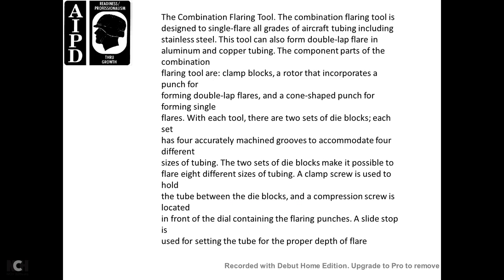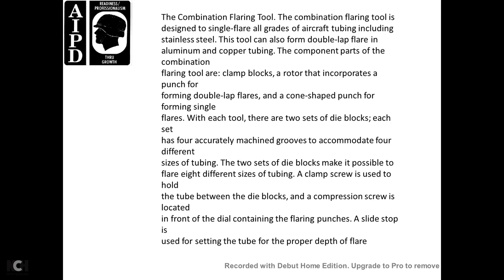The combination flaring tool. The combination flaring tool is designed to single flare all grades of aircraft tubing, including stainless steel. The tube can also be double lap flared in aluminum or copper tube. The components of the combination flare tool are the clamp blocks, rotor with incorporated punches for forming double lap flares, and a cone-shaped punch for forming single flares. With each tool, there are two sets of die blocks. Each set has four accurately machined grooves to accommodate four different sizes of tubing. The two sets of die blocks must be able to flare 8 different sizes of tubing.